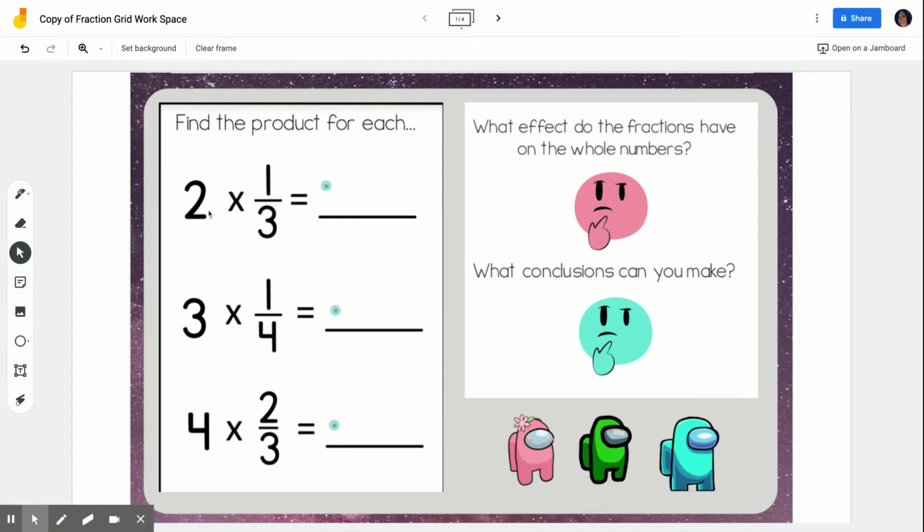So meaning, is this whole number going to increase based on the fraction you're multiplying it by, or is this whole number going to decrease based on the fraction you're multiplying it by? So you're going to do some investigating today to answer those questions on your own. The question is, what effect do fractions have on the whole number? So looking at 2 times 1/3, we're going to solve to get an answer so we can start thinking about what's happening.